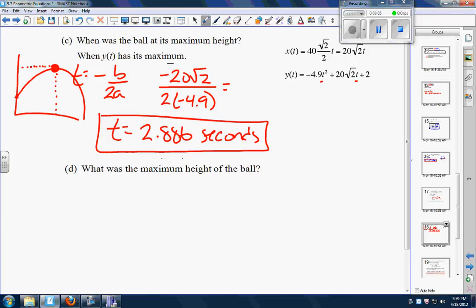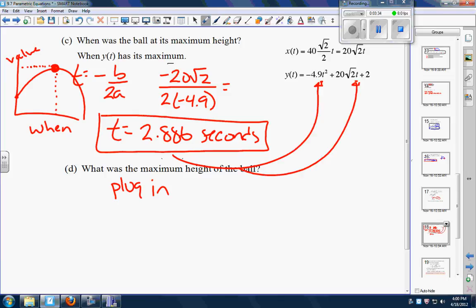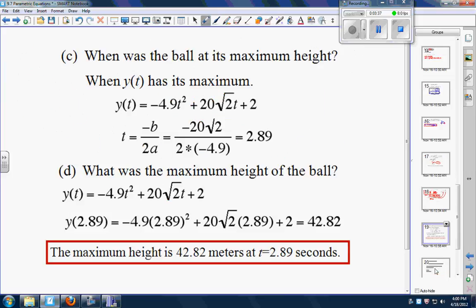The last question they're going to ask: what was the maximum height of the ball? So this was when, and this is the value. This is the same parabola stuff you've been doing, just now with parametric equations. Okay, we want to actually find the max height of the ball. That means we're going to take that value we just got and plug it in there. Plug that in there, and you guys can use your calculators. And what it'll come out to be is 42.82. So same stuff you've been doing, just now with a parametric equation.